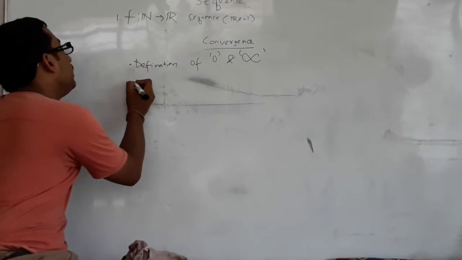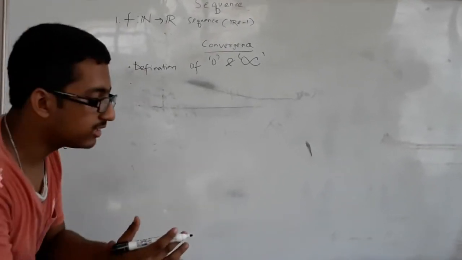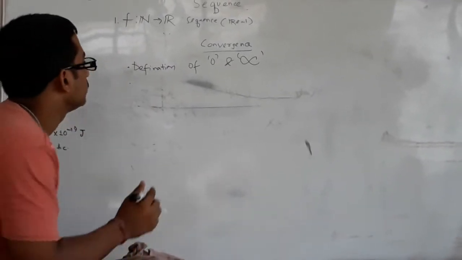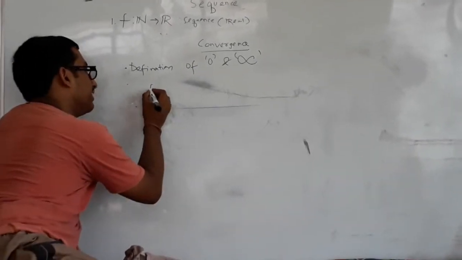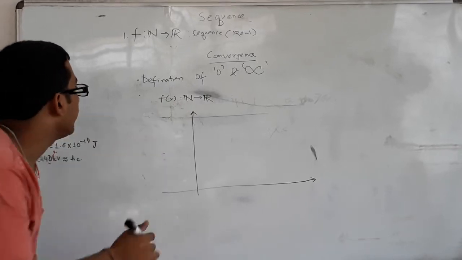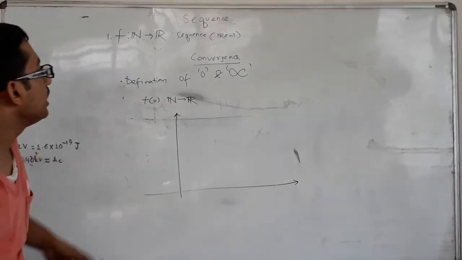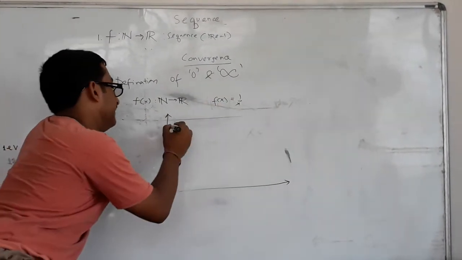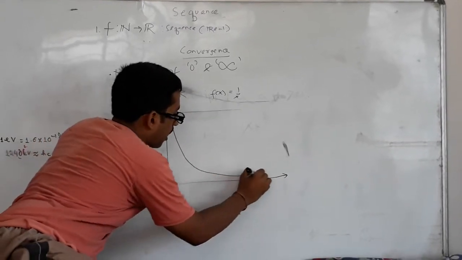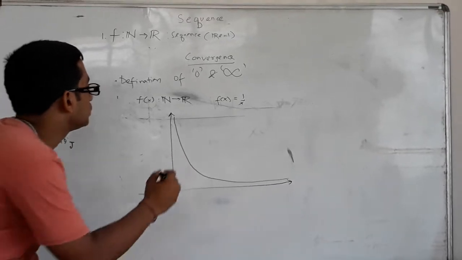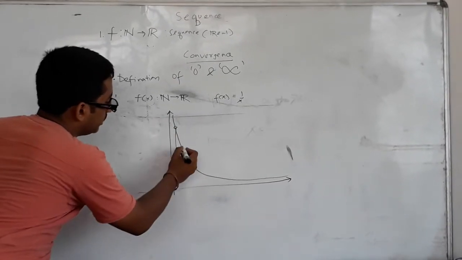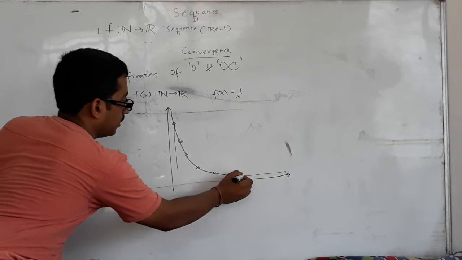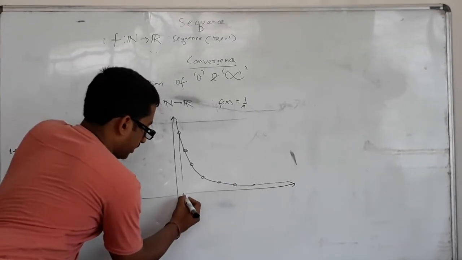Now we come to the definition of convergence. Convergence is the behavior of a sequence when it goes to infinity. Take a function f of n. Now we will take the usual f of x equal to 1 by x, which will be helpful, as I will tell you in later lectures. So it's a function, and I take the natural number values 1 and 2.